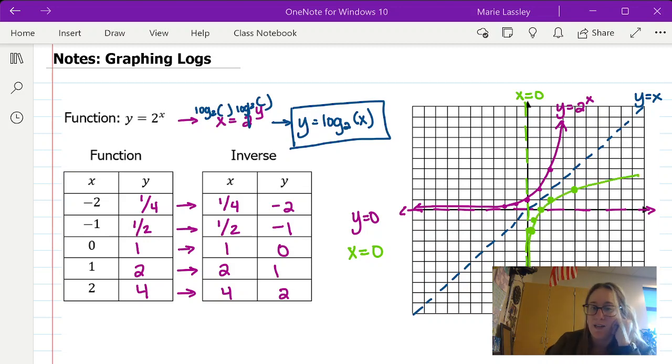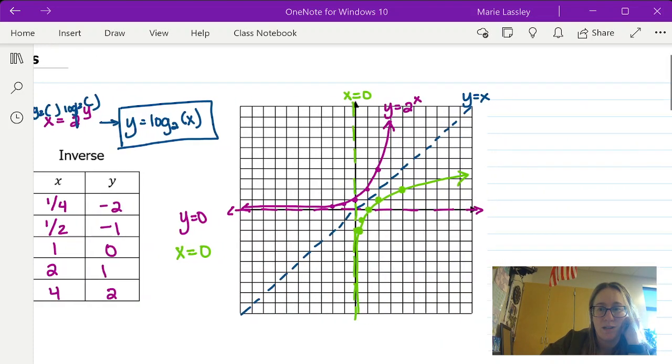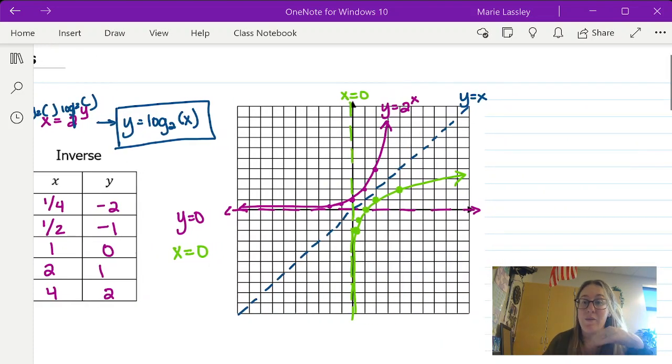And you can see, I know my head is a little bit in the way here. Hold on, let's just move it to the side. There you go. Now you can see that we definitely do have a reflection over the line y equals x. Our coordinate points have just been swapped. And so now we have our inverse equation. This is the graph of our log function.